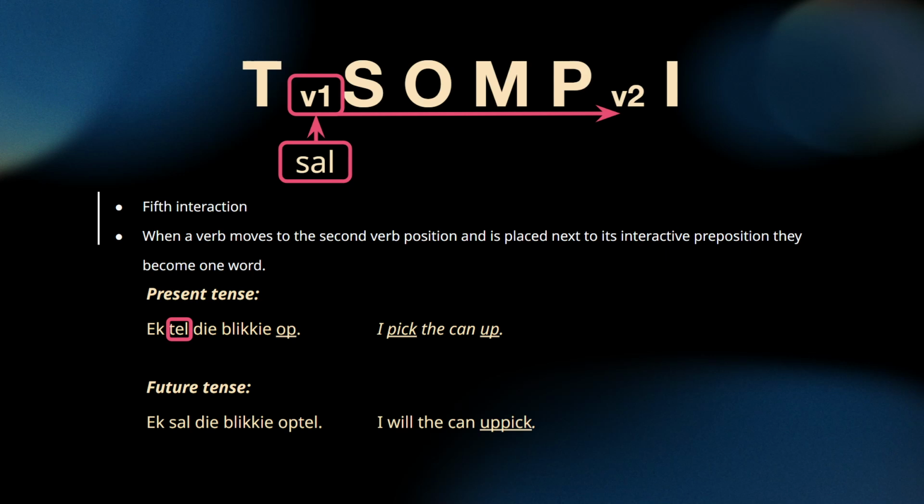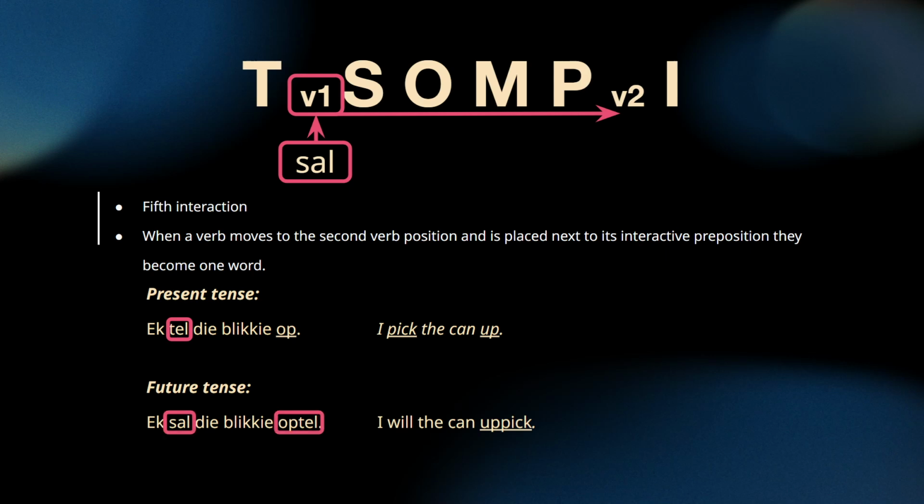The verb pick and the preposition up work together. They're interactive. So to maintain the cohesion and the connection between the verb and the preposition with which it interacts, when this verb moves to the second verb position, it will be next to its preposition. And then to show that it is the same action, we have to join them together as a single word.